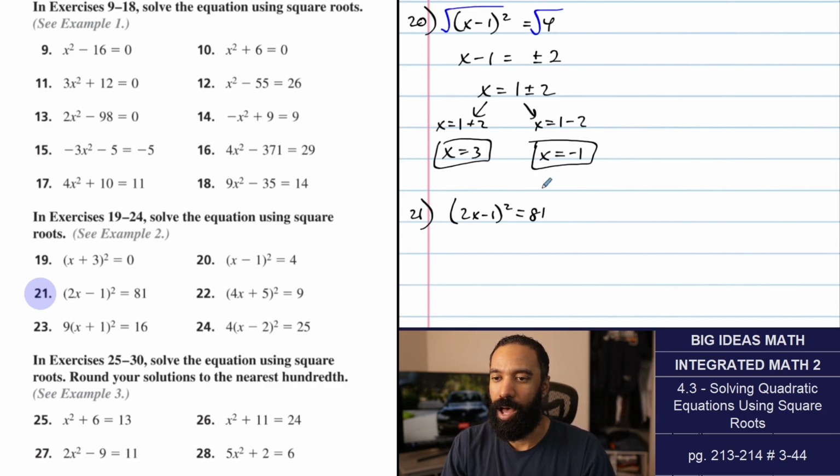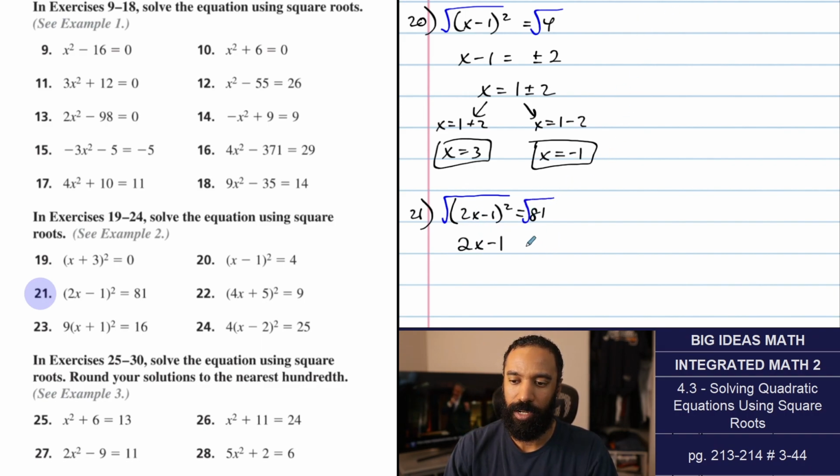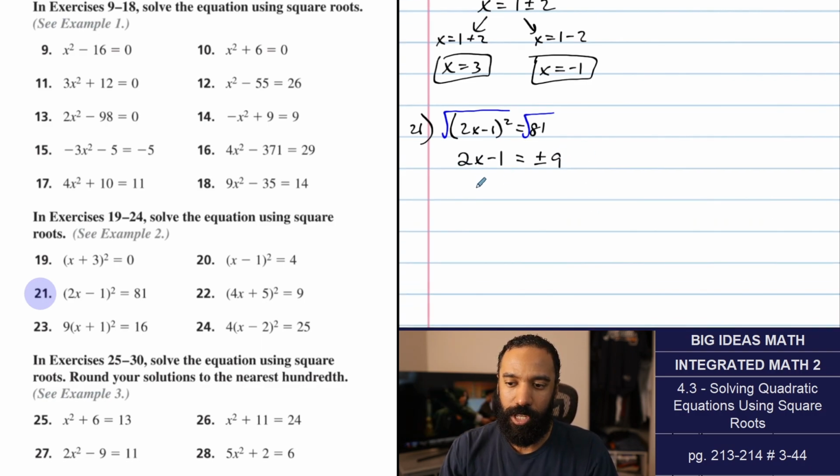Once more, our squared term is isolated, the squared quantity, I should say. Take the square root of both sides, and we will get 2x minus 1 here. And this is positive or negative 9, plus or minus 9. Now, there's still 2 more steps. We're going to add 1 to both sides and get 1 plus or minus 9, and we divide by 2, and we get 1 plus or minus 9 all over 2.